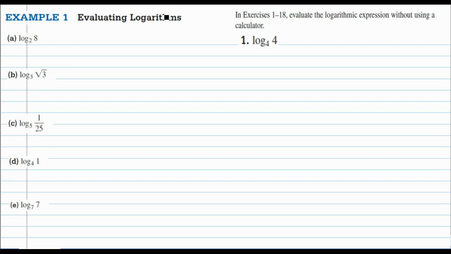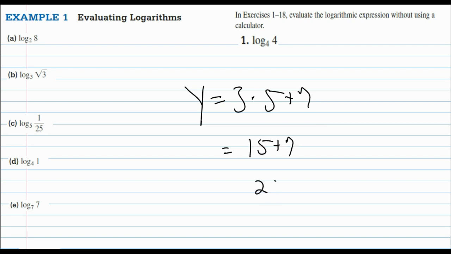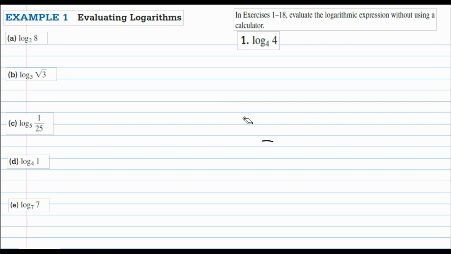Alright, so let's look at example 1. Evaluating logarithms. Now these don't have y equals something. We are just simplifying. So in something that's easier for you to interpret, if I wrote down y equals 3 times 5 plus 7, you are just simplifying what 3 times 5 plus 7 is. So you're just saying, well, that's 15 plus 7, which is 22. So we are just simplifying the right-hand side of the equation. That's all we're doing in this example.